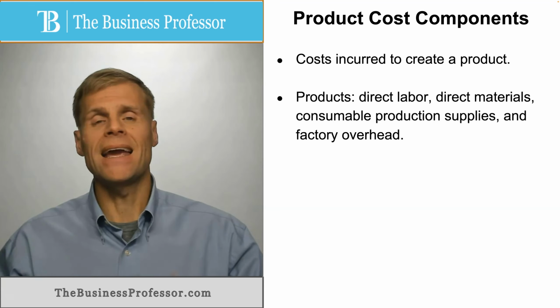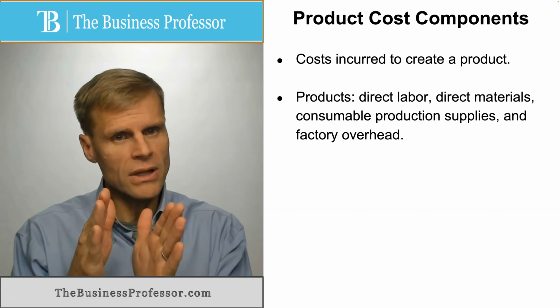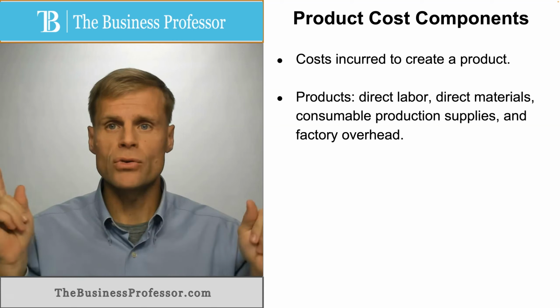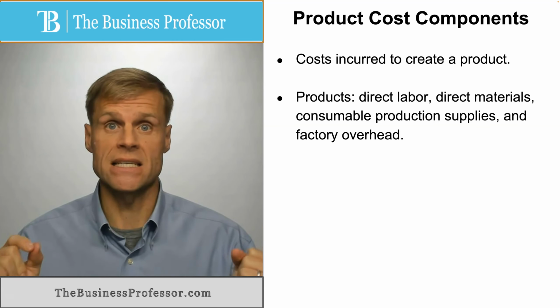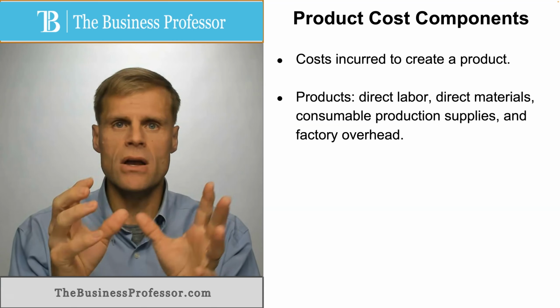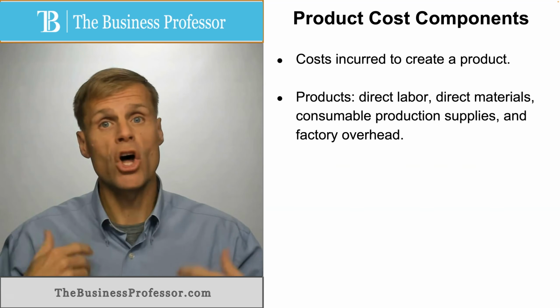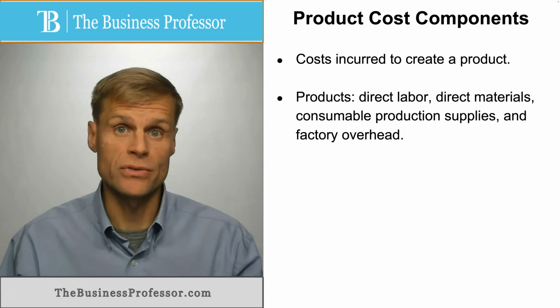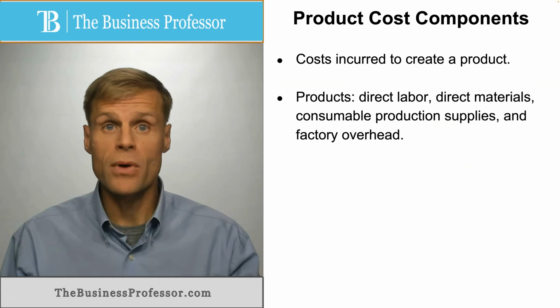This is an indirect cost because it doesn't relate specifically to the production of the process. It relates to keeping the business in existence. Okay, so generally these costs have to be allocated through a number of methods to the product that's produced. So that's what you run into with product costs.